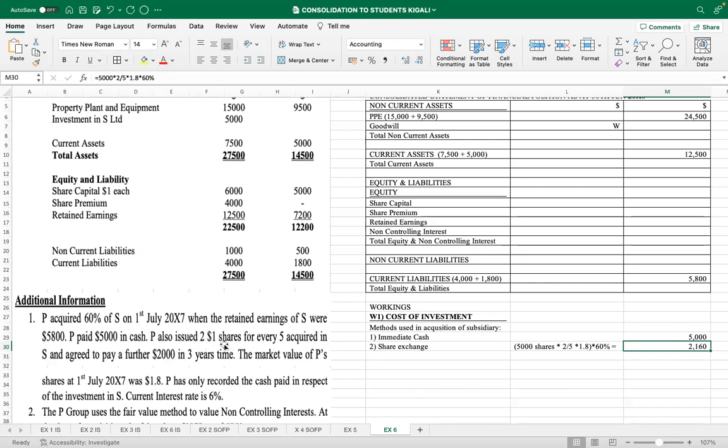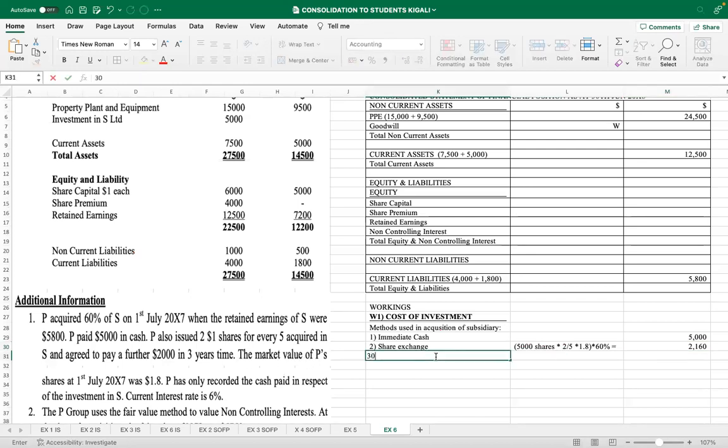Let us continue reading. P also issued 2 $1 shares for every 5 in S. So we have accounted for that, and they paid a total of 2,160 and agreed to pay a further 2,000 in 3 years' time. So that is the third way they acquired: deferred cash, or deferred consideration.